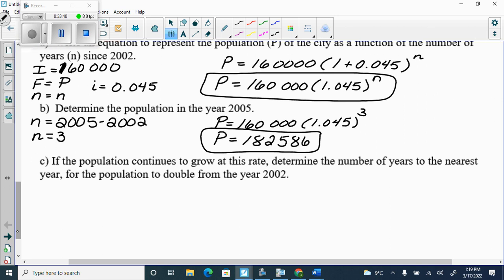Here it says, if the population continues to grow at this rate, determine the number of years to the nearest year for the population to double. So I'm looking for N, and I need to have my final. What's my final going to be? 320,000, because it wants it to double. 320,000 equals 160,000 bracket 1.045 to the N. I have my final and I have my initial. What's the very first step I have to do? Divide. Tis true.